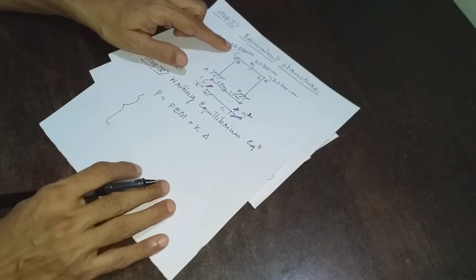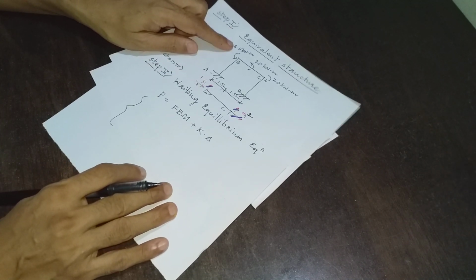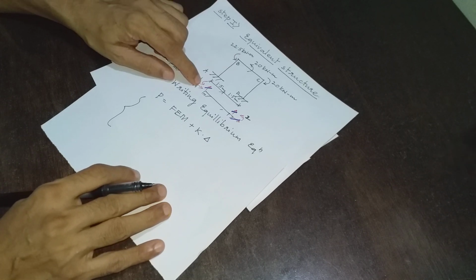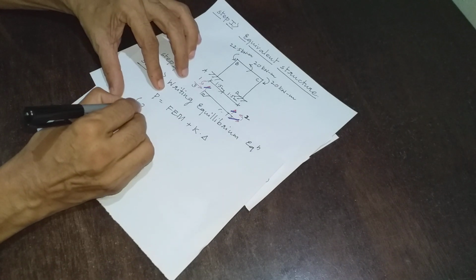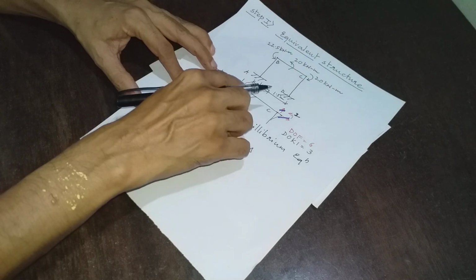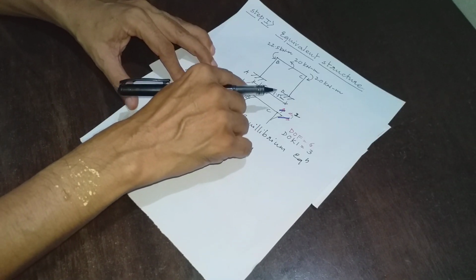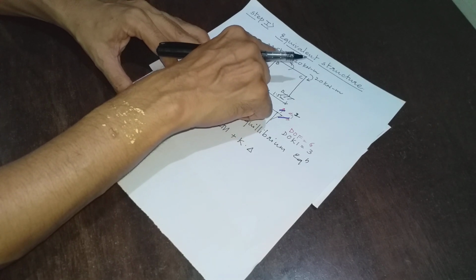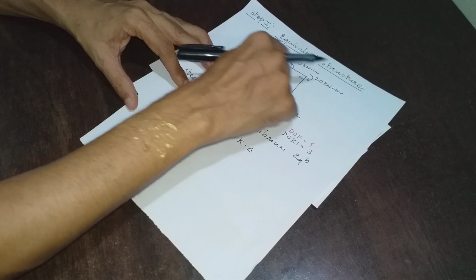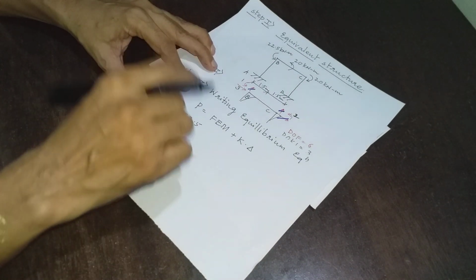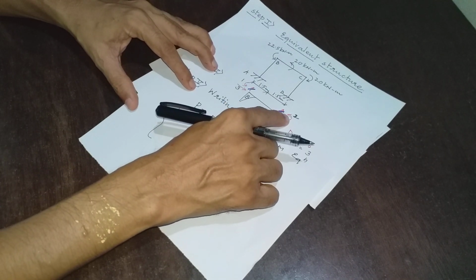This 22.5 we have not considered in our fixed end moment. This 22.5 is acting at joint B and coordinate 1 is also acting at joint B anticlockwise. So P1 is equal to 22.5 kilonewton meter, the external force acting at coordinate 1. We have not considered this force in fixed end moment, so we have to consider it here. What is P2? P2 is anticlockwise at C.